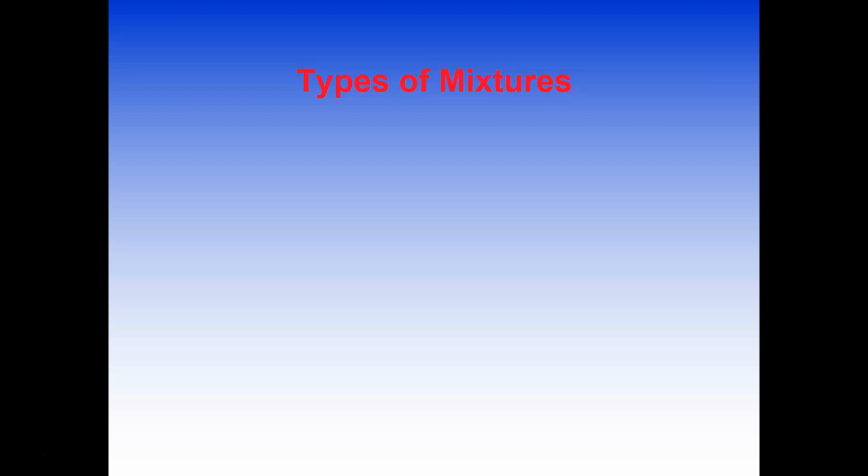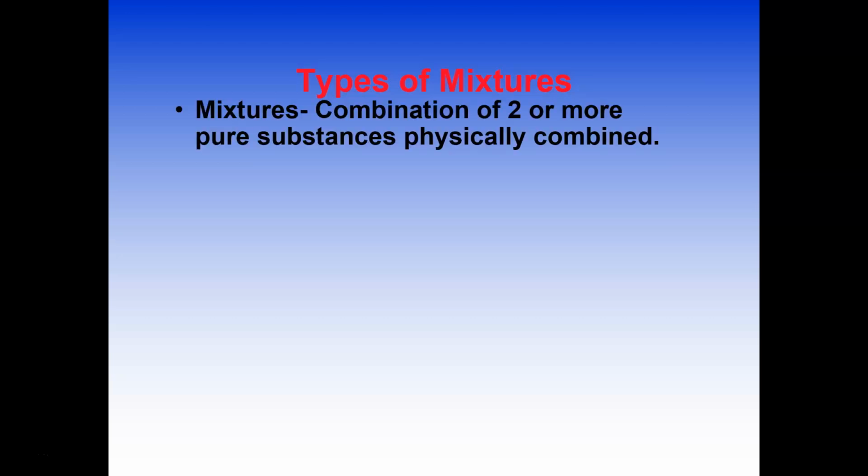As far as types of mixtures are concerned, keep in mind a mixture is a combination of two or more pure substances physically combined. An alloy is a mixture of metals. It gets a special name, but it's just two or more different metals that we've mixed together and then let cool to become a new metal.